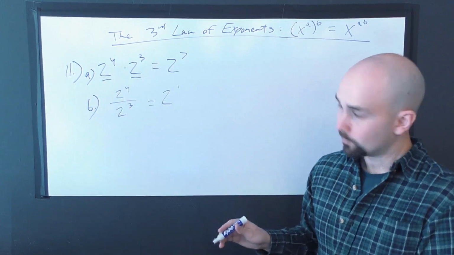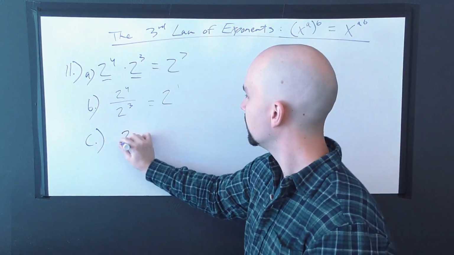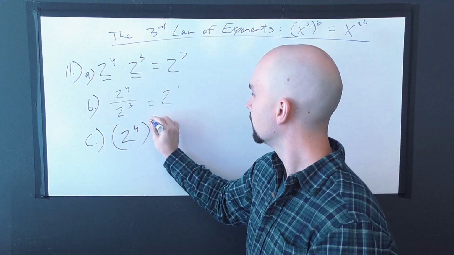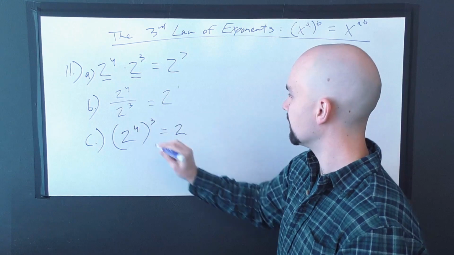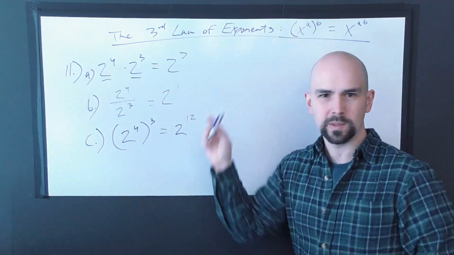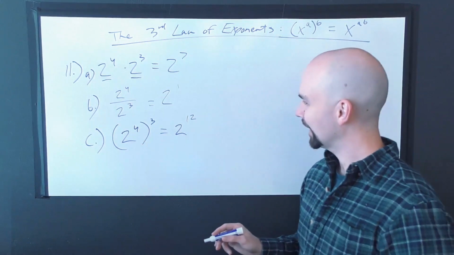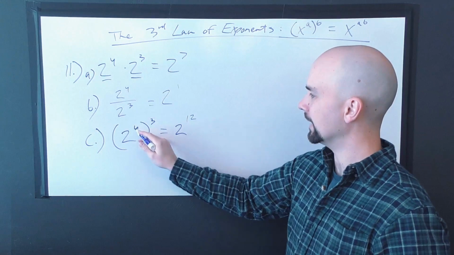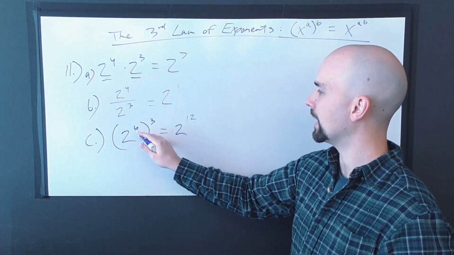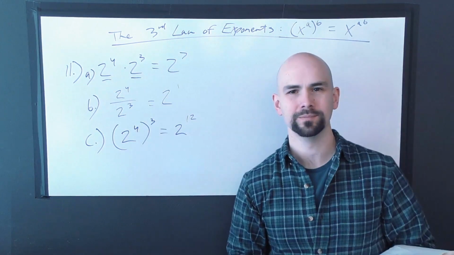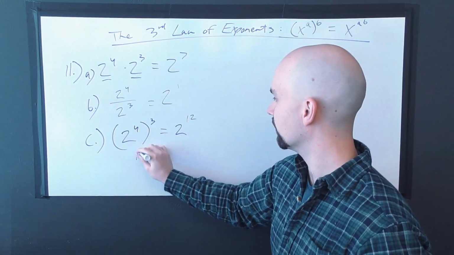And then what about c? So c is like this. 2 to the power of 4 cubed. And that's going to equal 2 to the power of, what's 3 times 4? 12. Because of the third law of exponents, which says that if you've got the same base, 2, then you can actually just multiply. If you're squaring, cubing, whatever, raising an exponent to a power, you can multiply the exponent by the power it's being raised to.